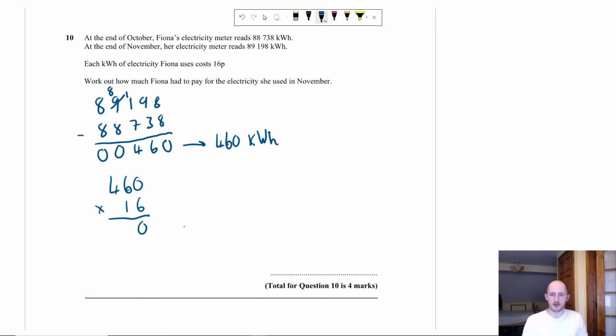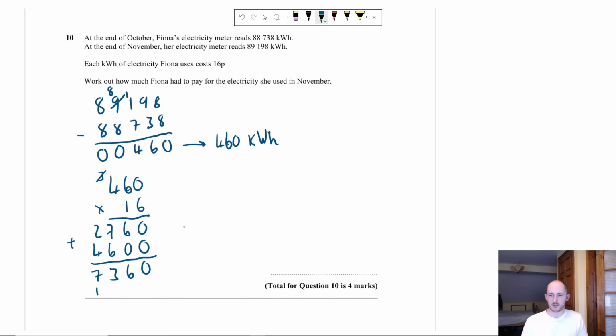6 times 0 is 0. 6 times 6 is 36. 6 times 4 is 24. Add the 3 is 27. Add the 0 here. 1 times 0 is 0. 1 times 6 is 6. 1 times 4 is 4. So add them together now. 0, 6, and 13. Don't know why that took me so long.